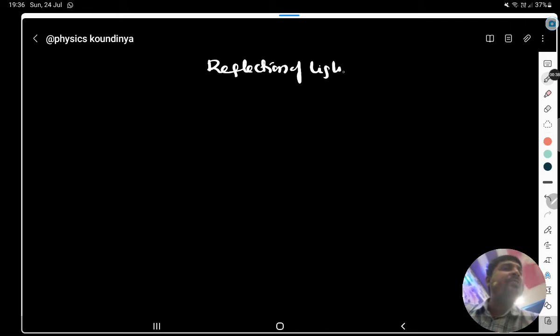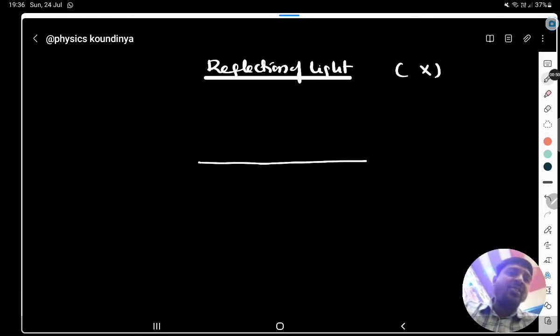Hi students, from today onwards we are discussing a concept called reflection of light, which is going to be helpful for the students of class 10th. Let me start with the topic called reflection. First we are going to recall the concepts that we have discussed in previous classes.